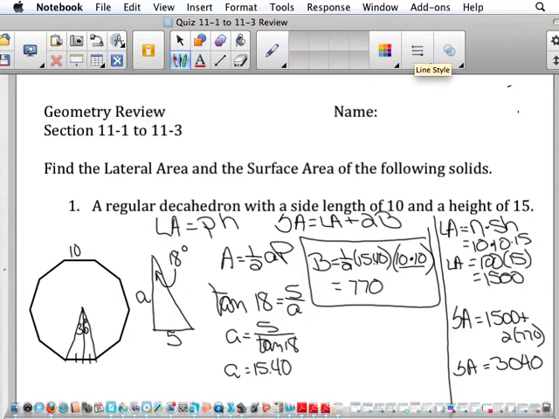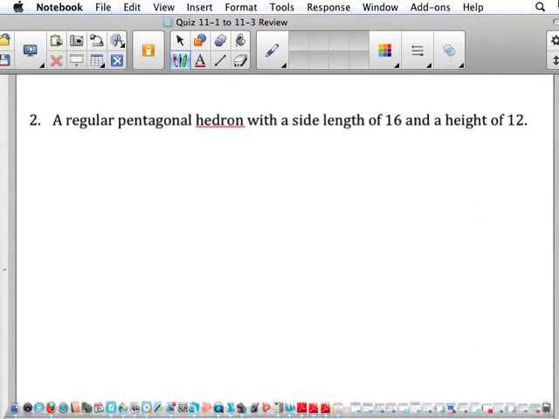Okay, so what you need to do is think about what pieces make up this prism, and then come up with all of those sides. Next one is a regular pentagonal prism with side lengths of 16 and a height of 12. So again, let's take a look at what that looks like.